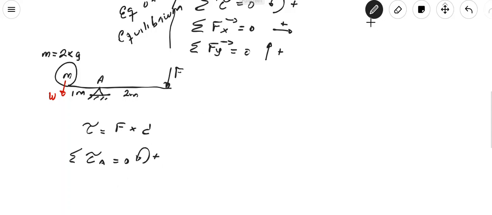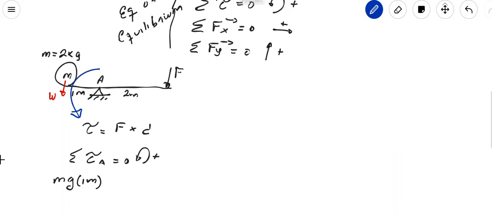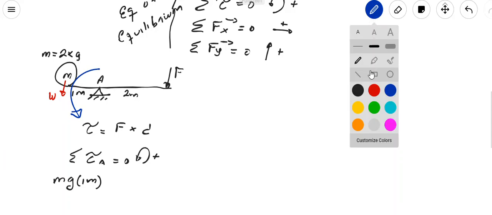So what is the torque that the weight is making here? It would be the weight times the distance from the mass to the fulcrum. The weight in this case is mass times gravity times 1 meter. This is the torque due to the weight of the object. And this is acting counterclockwise because if you don't have the force F here balancing your lever, it is going to move in this way.